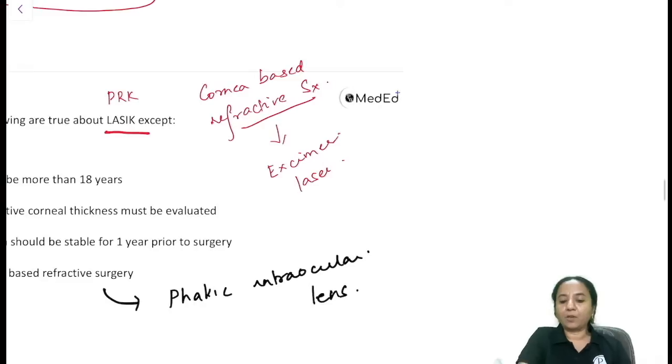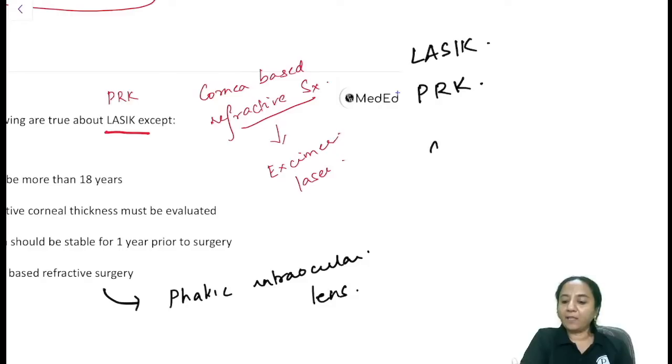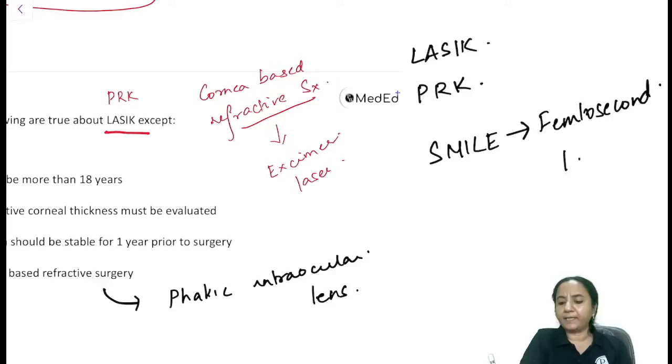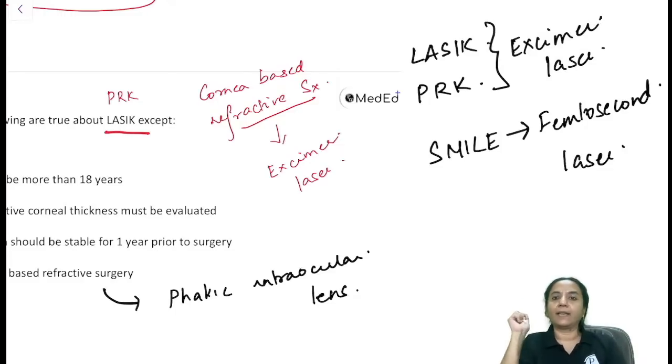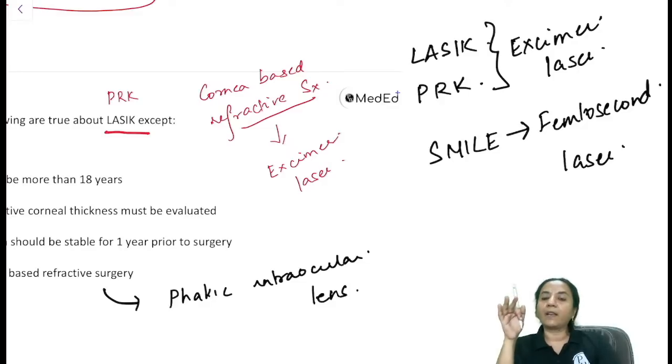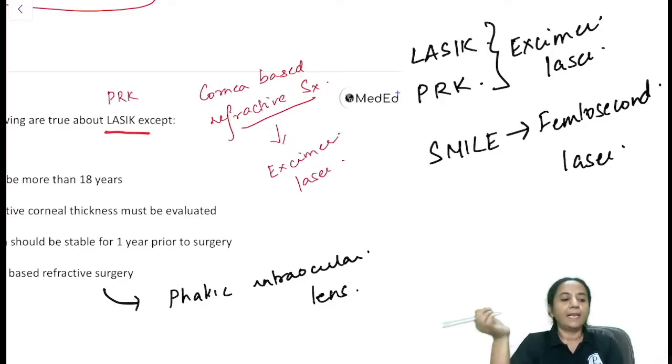Which are the cornea-based refractive surgeries? Cornea-based refractive surgeries are LASIK, PRK, which is done with excimer laser, and the newer form is SMILE surgery. SMILE surgery is also a cornea-based refractive surgery, but it is not done with excimer laser, it is done with femtosecond laser. So as I said, in LASIK and PRK the shape of the cornea is altered with the help of excimer laser. In SMILE surgery, the laser that is used is femtosecond laser. So these are our cornea-based refractive surgeries. Lens-based refractive surgery is phakic intraocular lens.